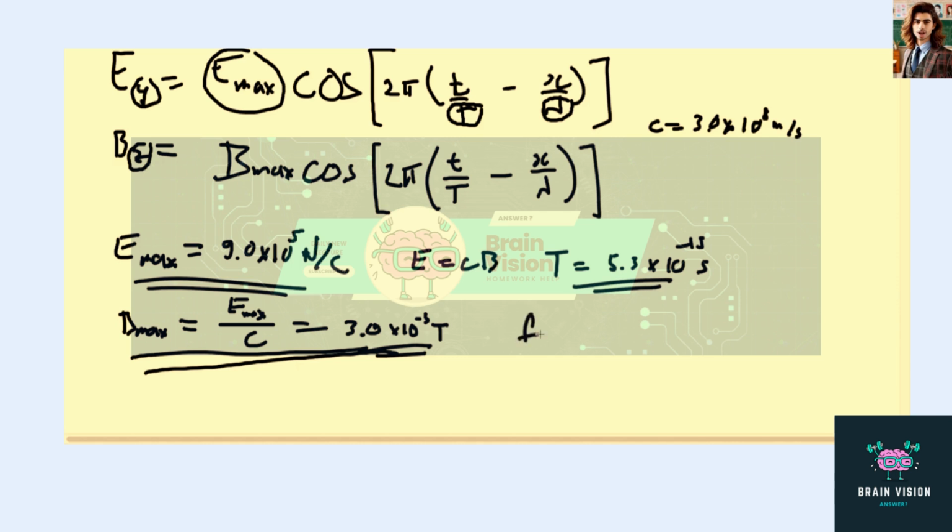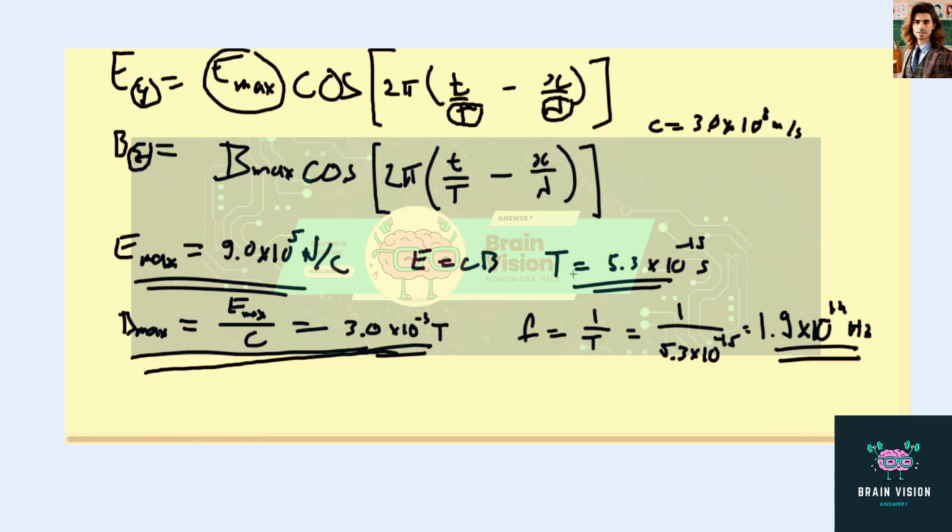Now, we can use the period to work out what the frequency is, because the frequency is just 1 over the period. So this is 1 over 5.3 times 10 to the minus 15. And this is equal to 1.9 times 10 to the 14 hertz.